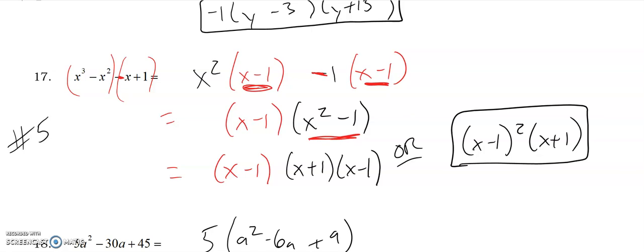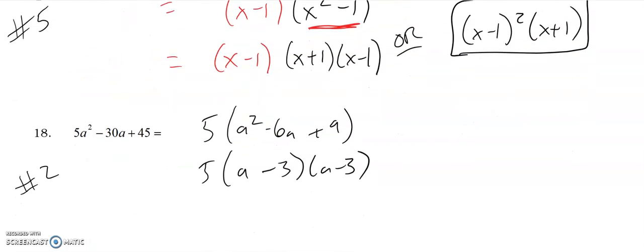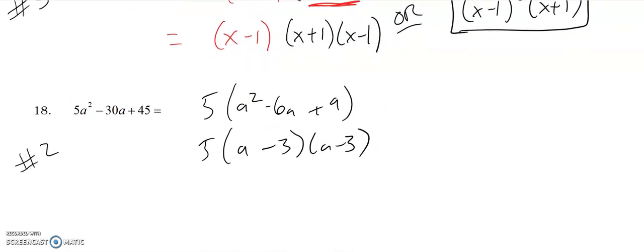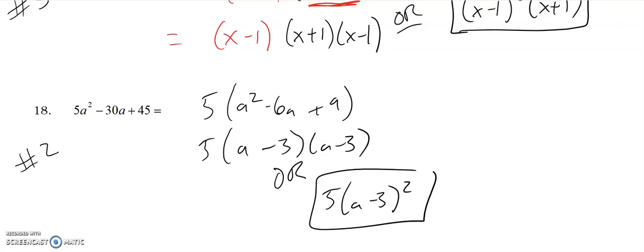18, GCF, took out a 5 first. And whenever you do that, it makes life easier working with smaller numbers. It makes this a leading coefficient of 1, so factors of 9 that add up to -6 are -3 and -3. Just like I did up in this previous problem, you are welcome to leave it like this or simplify it and write it as a quantity squared. Either one of those would be fine.